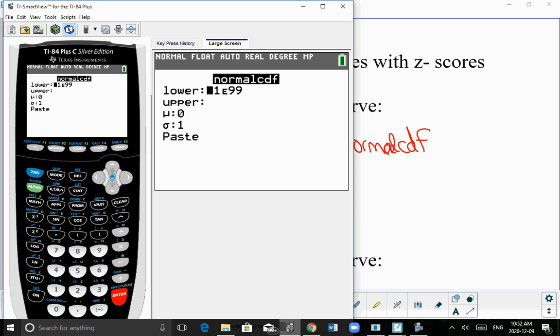So it's going to ask you for the lower and the upper. The lower will always be the one on the left. The upper will always be the one on the right. So I have negative 1.1 on the left, and then the upper is 0.9. Now, because I just have z-scores, remember for z-scores, the mean is 0 and the standard deviation is 1. So we can just leave those as 0 and 1.